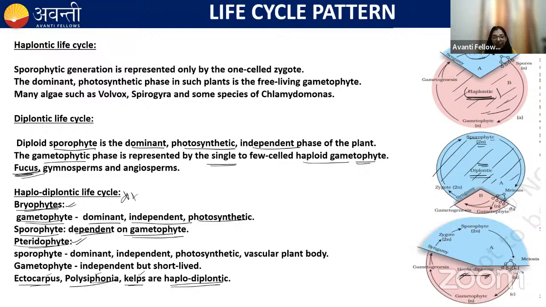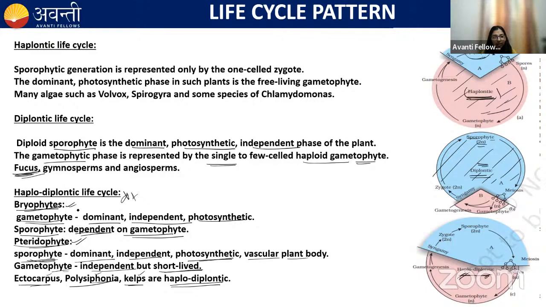In pteridophytes, the main plant body is the sporophyte. In bryophytes, the main plant body is the gametophyte, but in pteridophytes, the main plant body is the sporophyte. It is dominant, independent, a photosynthetic vascular plant body. The gametophyte in pteridophytes is independent but short-lived. Remember, it is known as the prothallus. The prothallus is independent and multicellular, but it is short-lived and very small in size.